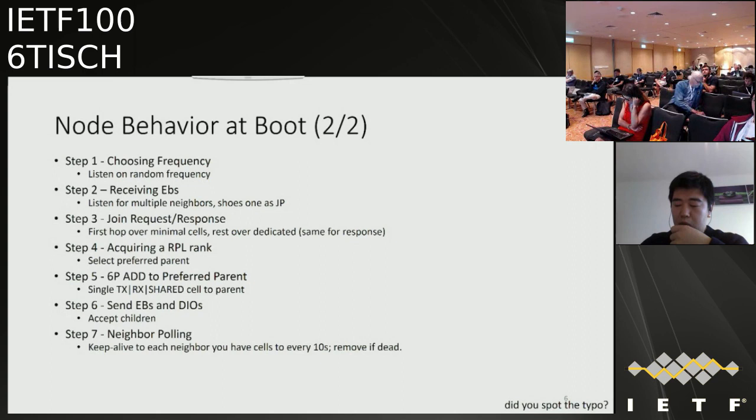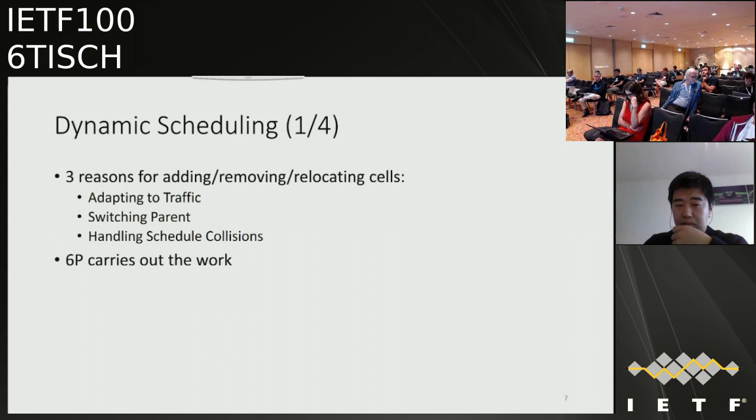Next slide, please. Okay, so after the end state, the node will start the scheduling function. There are three reasons for changing the schedule: first, adapting to traffic; second, switching of parents; or third, handling schedule collision. All of them are done through the 6P packet. Next slide, please.